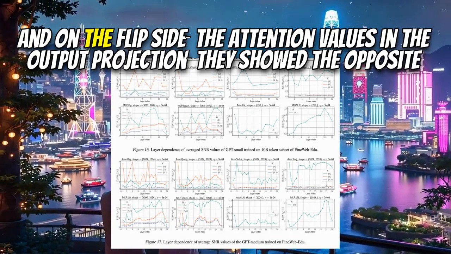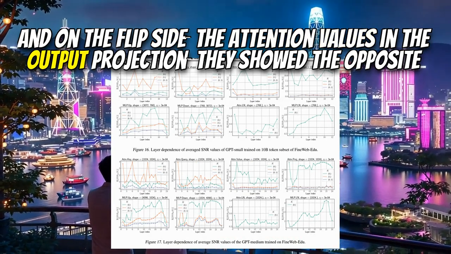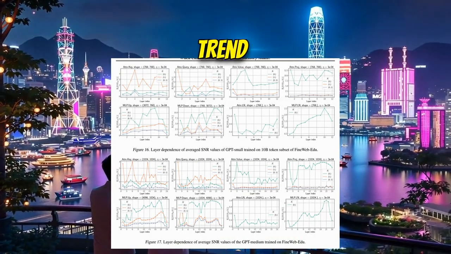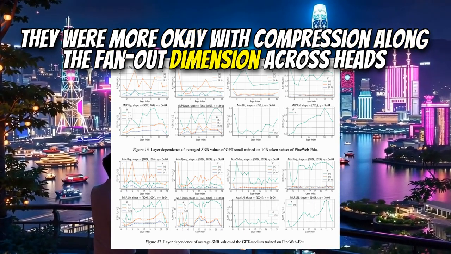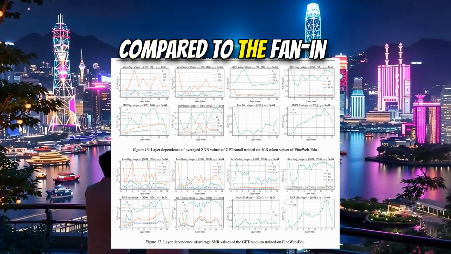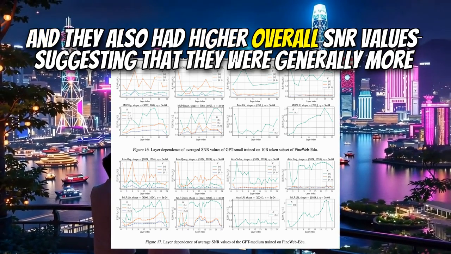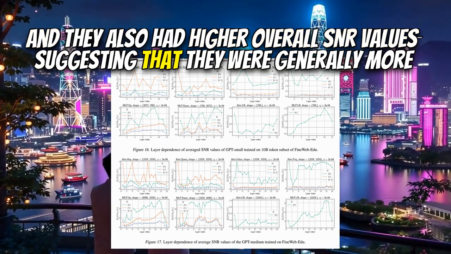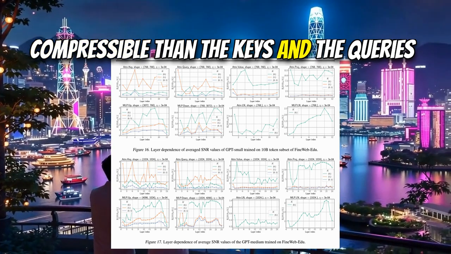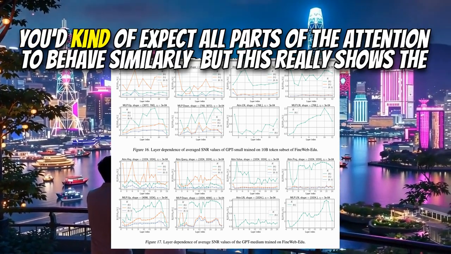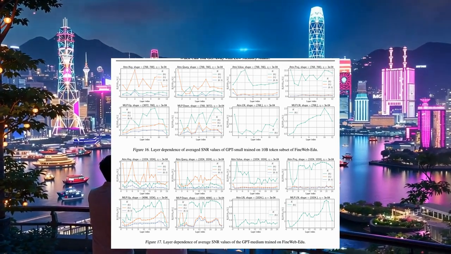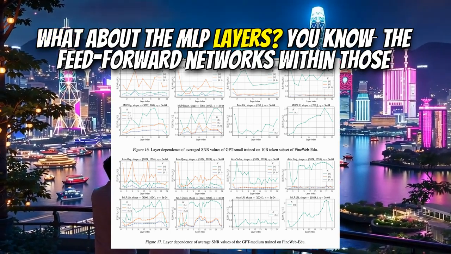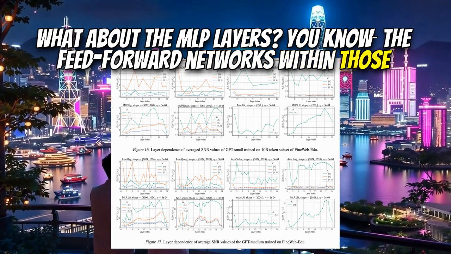Yeah. And on the flip side, the attention values in the output projection showed the opposite trend. They were more okay with compression along the fan-out dimension across heads compared to the fan-in. And they also had higher overall SNR values, suggesting that they were generally more compressible than the keys and the queries. That's fascinating. You'd kind of expect all parts of the attention to behave similarly, but this really shows the nuances there. What about the MLP layers, the feed-forward networks within those transformer blocks?